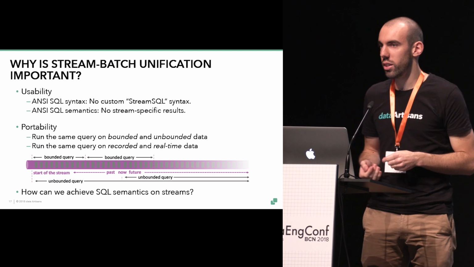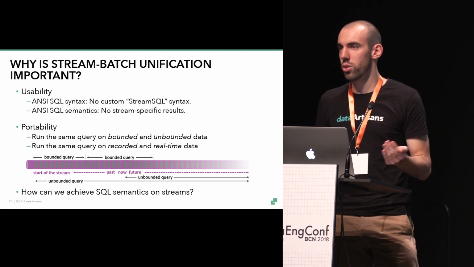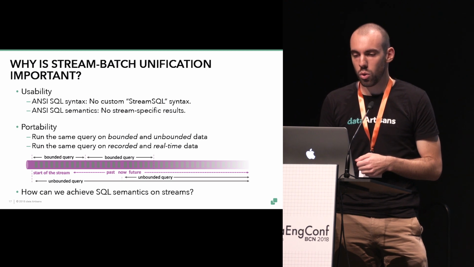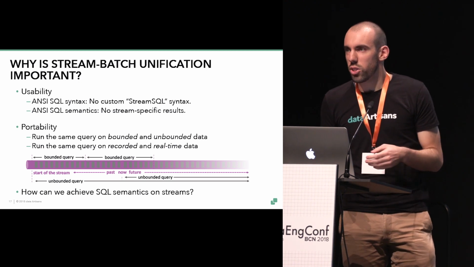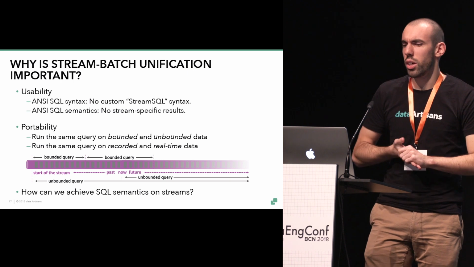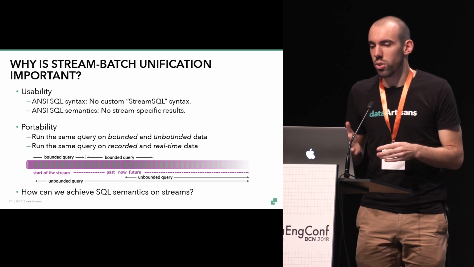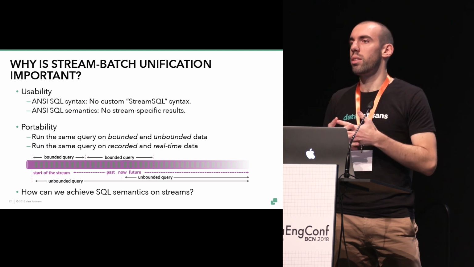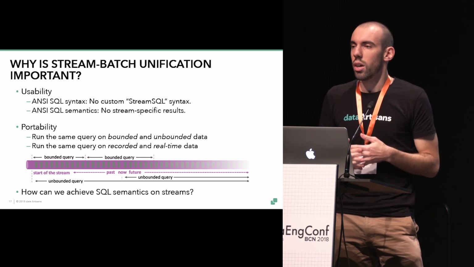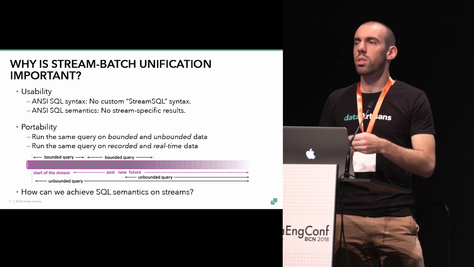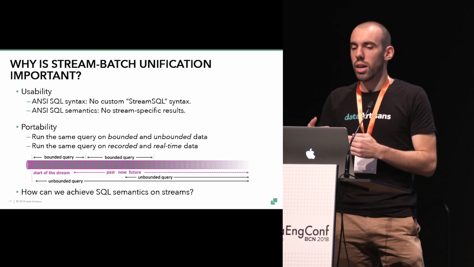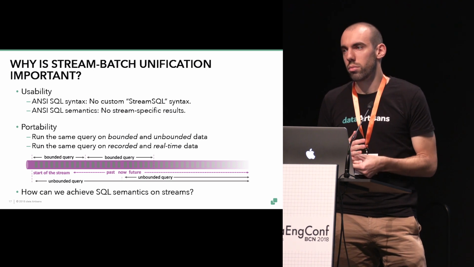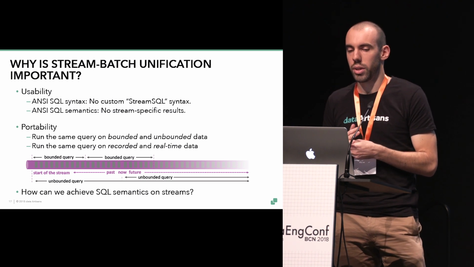But as you can see, the final result of both computations, batch and streaming, is the same. So why is stream and batch unification so important? First of all, I already mentioned that we did not want to provide some custom SQL syntax, and we don't want to have stream-specific results. We want to be as close or identical to regular SQL semantics.